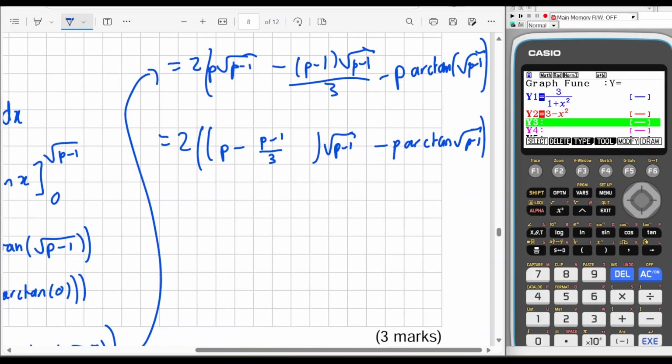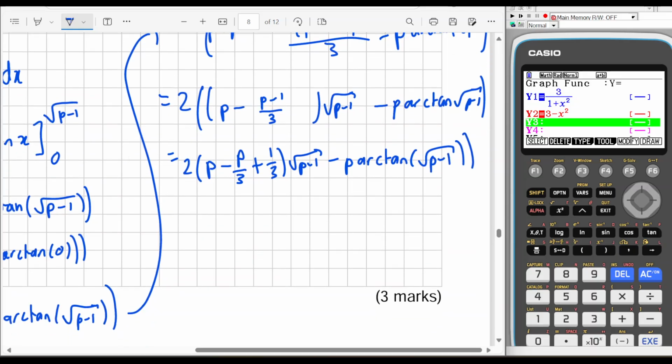Okay. Now, that would be 2 p take p over 3 plus 1 over 3, root p take 1. Okay. This becomes 2. Now, p take p over 3, that's like 1 take a third. So it's 2/3. So 2p over 3 plus 1 over 3, root p take 1. Take p arc tan of root p take 1.